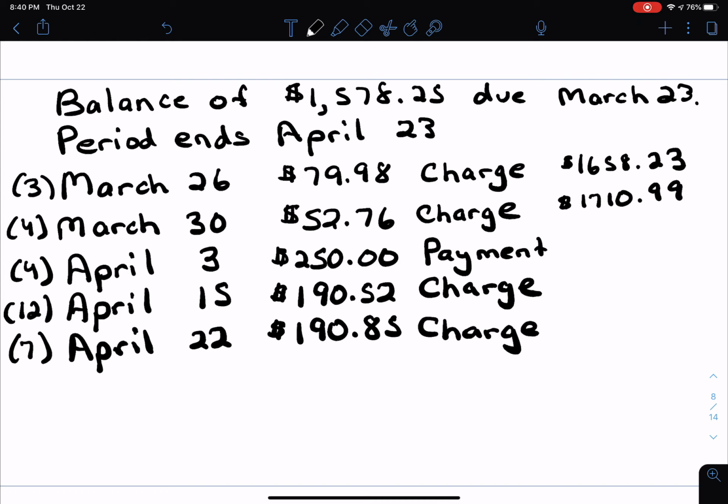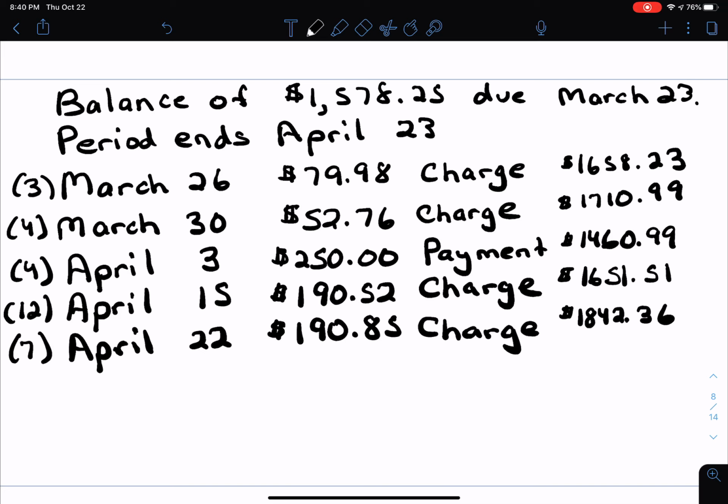So now the balance is $1,710.99. Then when the payment is made on April 3rd for $250, the balance comes down to $1,460.99. Then on April 15th, you have the $190.52 charge, so you have a balance of $1,651.51. Then on April 22nd, you have the $190.85 charge, so now your balance is $1,842.36, and that's carried for one more day through the end of the period.